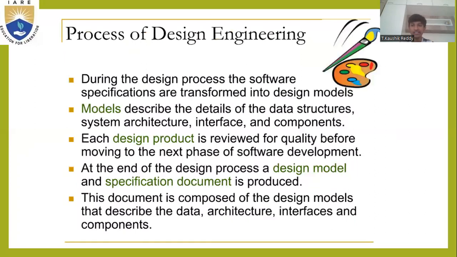First, the process of design engineering. During the design process, the software specifications are transformed into design models. Models describe the details of the data structure, system architecture, interface, and components. Each design product is reviewed for quality before moving to the next phase of software development. At the end of the design process, a design model and specification document is produced. This document is composed of design models that describe the data, architecture, interface, and the components.